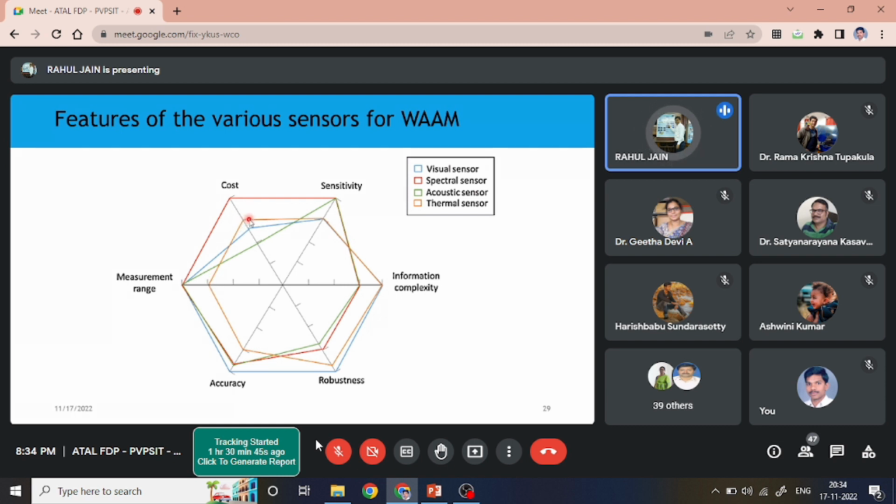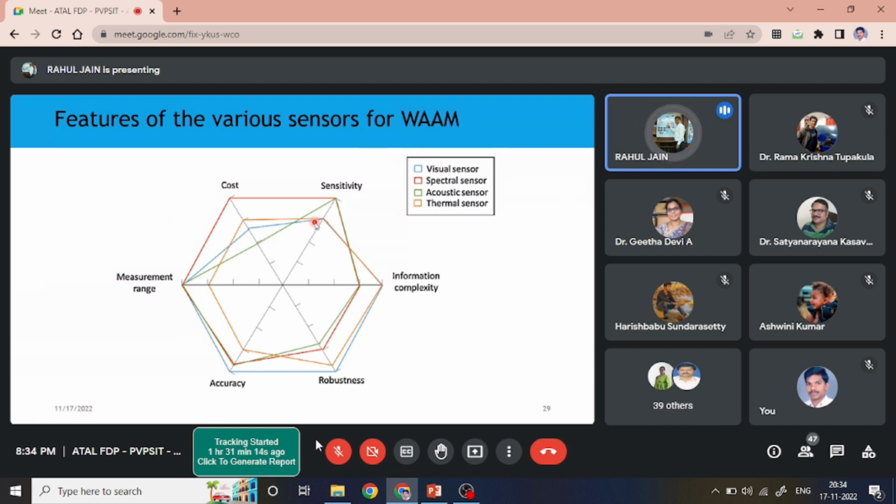Cost is comparatively high, right? Depending, I mean, it could be low cost also, but if you're going for a sophisticated one, the cost can increase. So you have a low cost thermal sensor as well as a high cost thermal sensor. For example, pyrometer. Pyrometer is comparatively very cheap, right? But if somebody wants to have an IR based thermal imager, then the cost would be high. So depending upon what kind of sensor we are talking about, the cost will vary.